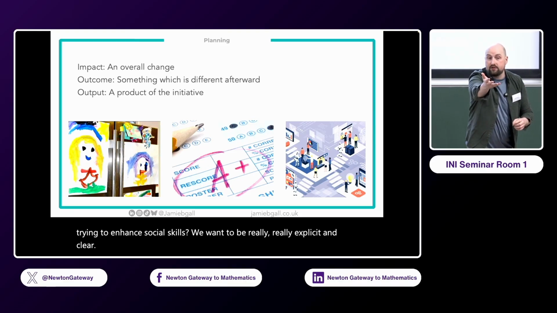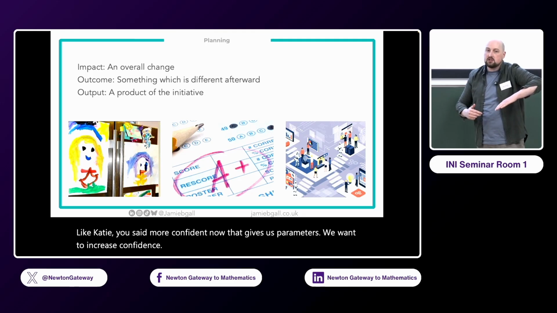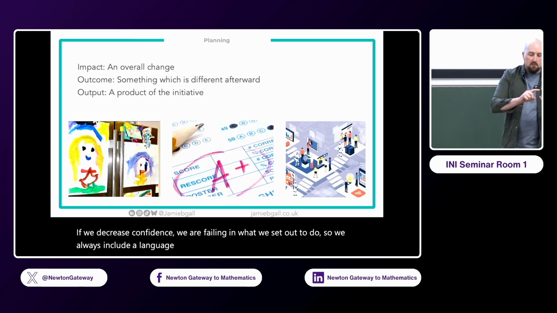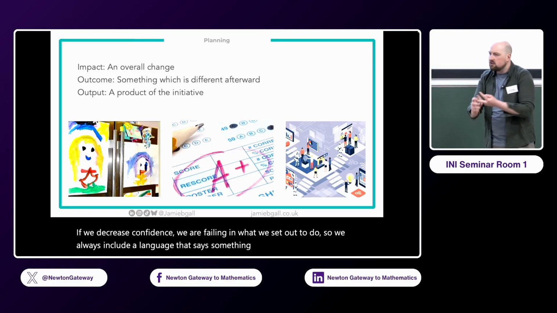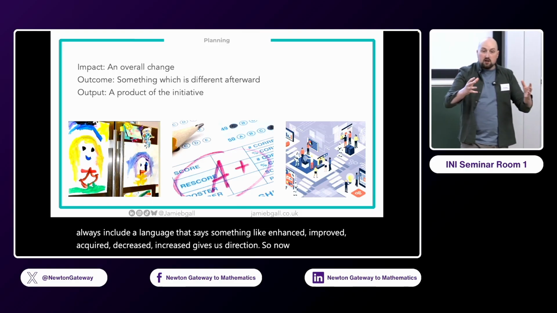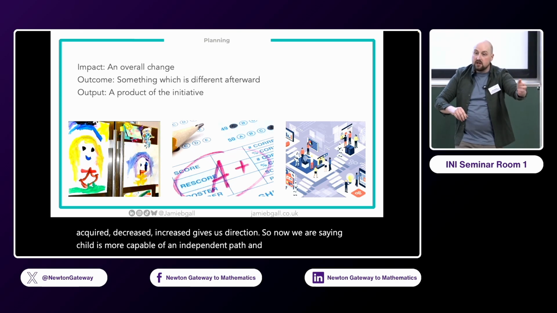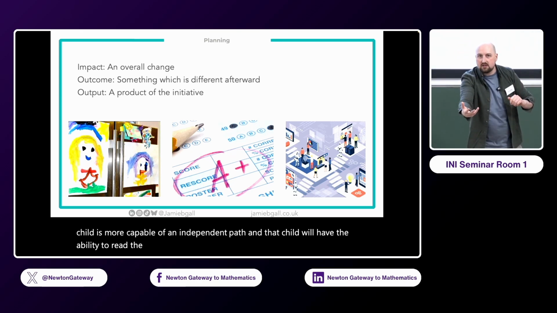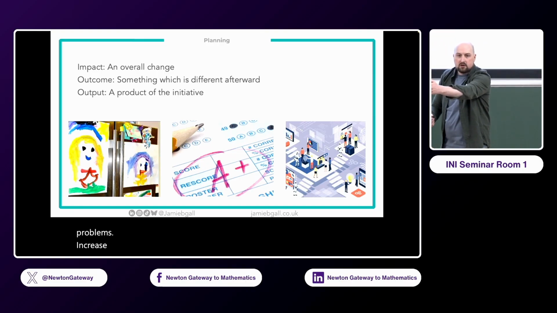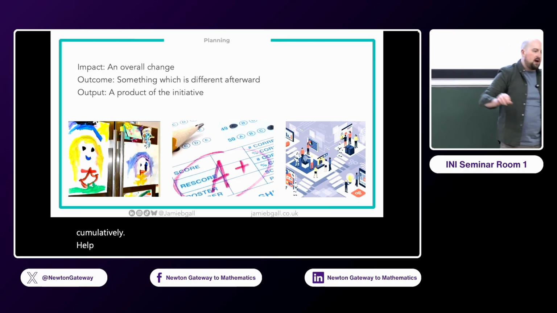Like Katie, you said more confident. Now that gives us parameters. We want to increase confidence. If we decrease confidence, we are failing in what we set out to do. So we always include language that says something like enhanced, improved, acquired, decreased, increased, which gives us direction. So now we are saying child is more capable of an independent path, and that child will have the ability to read, an enhanced ability to deal with mathematical problems, increased social skills, the ability to work with peers, lots of changes which cumulatively help that person on that independent path.